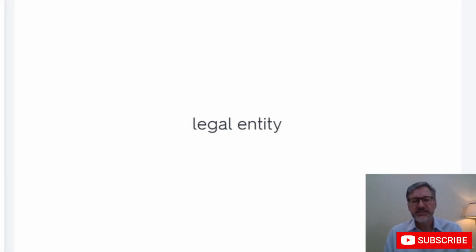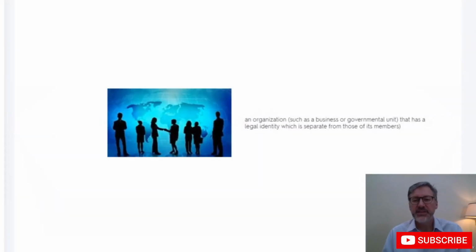Legal entity. An organization, such as a business or government unit, that has a legal identity which is separate from those of its members. So, this is, as it says, an organization or a business that is separate from its owners. It is a legal entity, a separate business in the law.